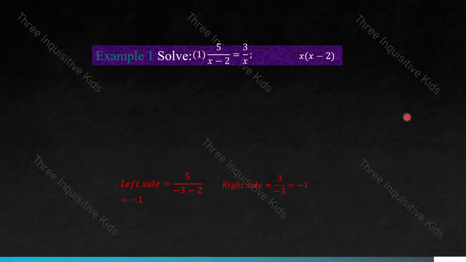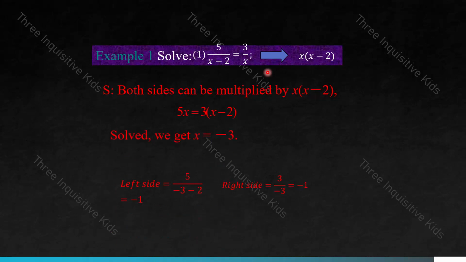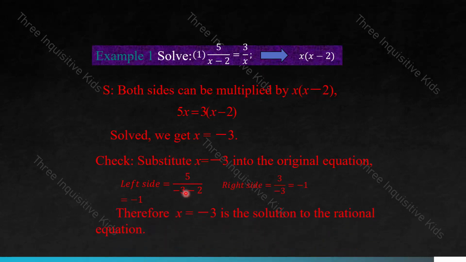Let's look at this example. We want to solve this rational equation right here. Well, both sides can be multiplied by x times x minus 2, which gives us x is equal to negative 3. Now we double check. Substituting x is equal to negative 3 into the original equation, the left side becomes negative 1 and the right side becomes negative 1 as well. So therefore, x is equal to negative 3 is the solution to the rational equation.